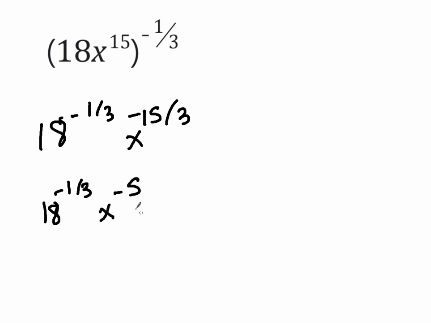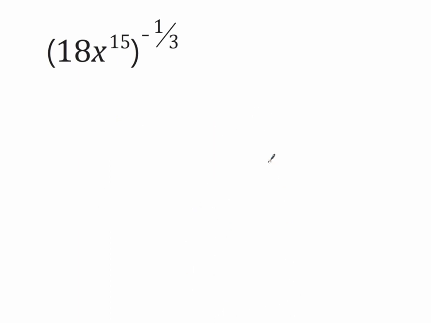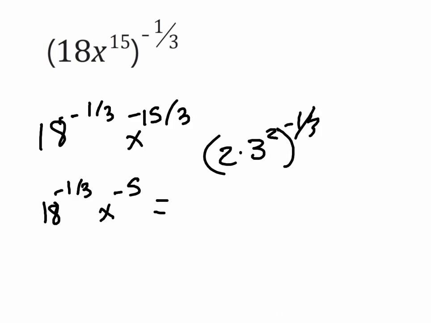So we've already got this term simplified. Now let's simplify this 18 to the negative 1/3. Are there any perfect cubes? If we were to rewrite 18, it's the same thing as 2 times 3 squared. If I was to write that to the negative 1/3, it's not really going to help me, because there's nothing in here that's going to cancel out when I multiply out that 1/3 to the 18. So 18 to the negative 1/3 is already as simplified as it's going to get.